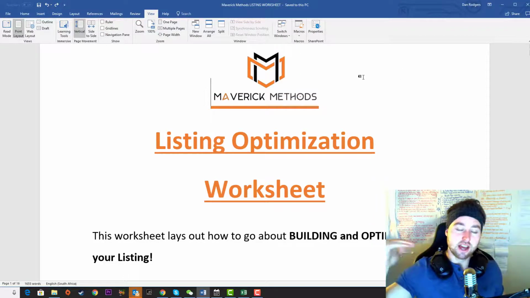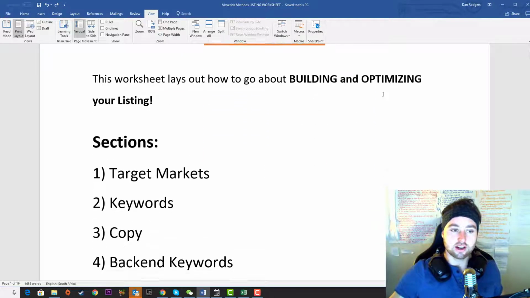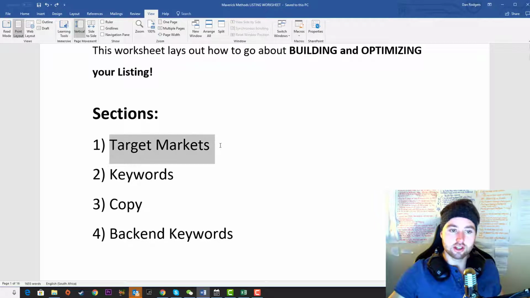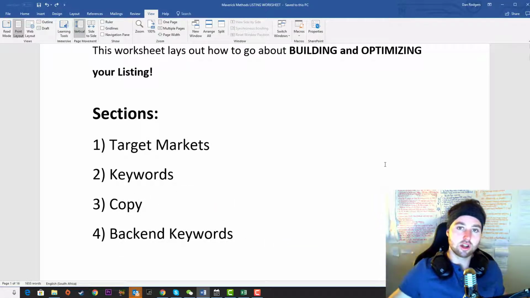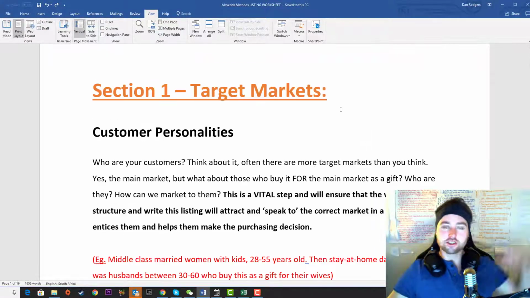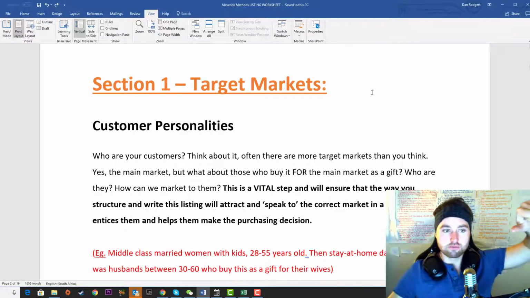This sheet takes us through every step of creating the listing from the ground up. What we're going to cover here is, number 1, our target market, so who that is. Then the keywords, as we've touched on already, the copy, and how we're going to structure this, as well as back-end keywords. We're going to leave that till last so it's not so confusing.